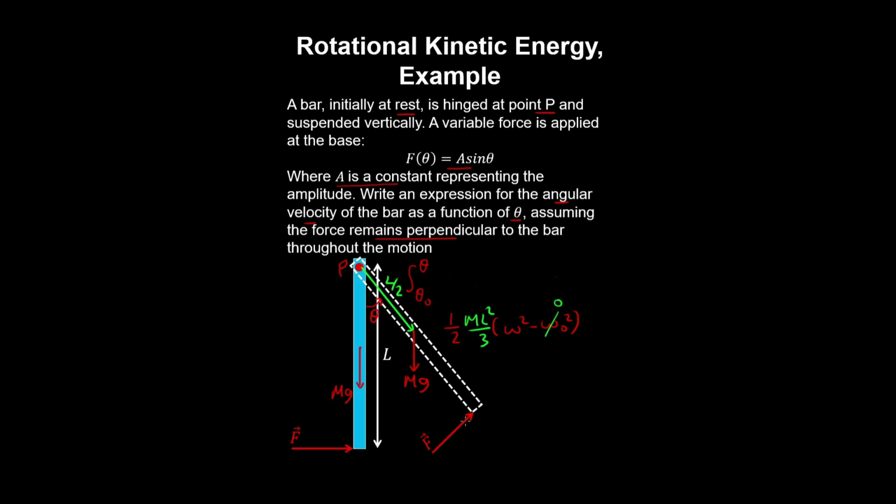So the torque due to the force acting at the end of the bar is as follows, where the moment arm is L, and the torque due to the force of weight is mgL on 2 sine theta. And now you can evaluate the integral, solve for the angular velocity, and post your answer in the comments.